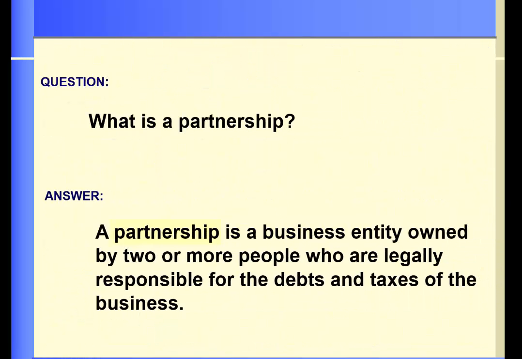Then we go here to what's a partnership. It's a business entity, once again, owned by two or more people who are legally responsible for the debts and taxes of the business. So again, it's the people that are responsible, not the business. When you get a license with the state of Washington for a partnership, it's just a name that you can do business under, but the bottom line is the partners are responsible for those debts.